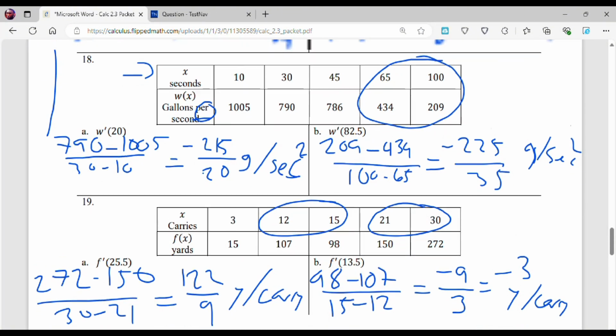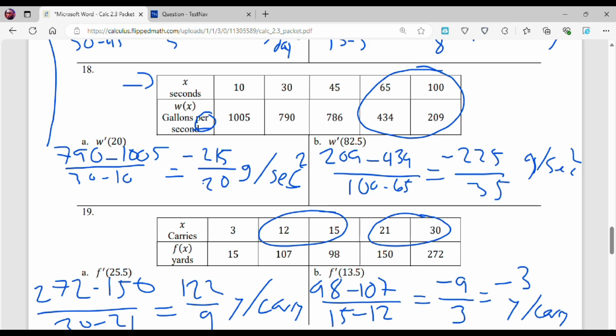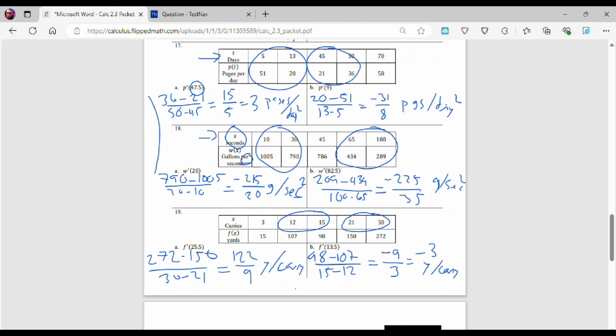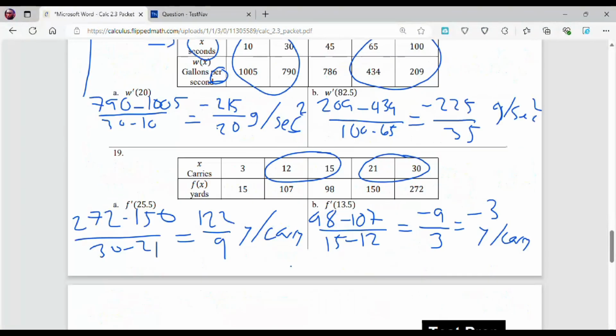And the next one, we have another rate, gallons per second. W prime of 20, right here. 10, 20, 30. 20 is in between 10 and 30. You're going to use your x to know that 20 is in between 10 and 30. You're going to use that average rate of change. Okay? All right.